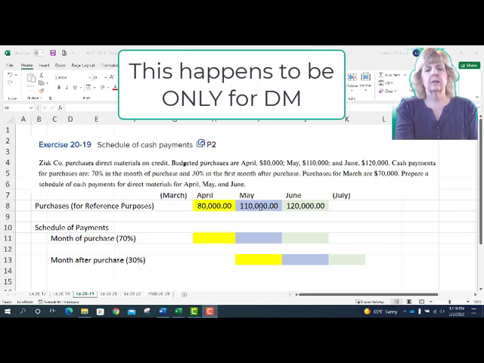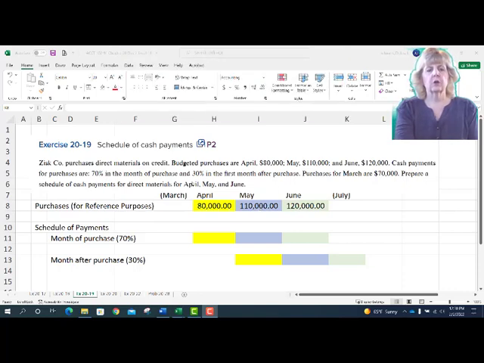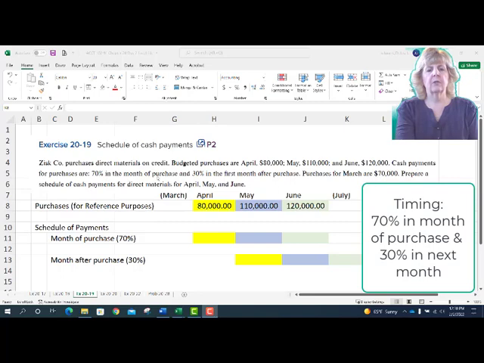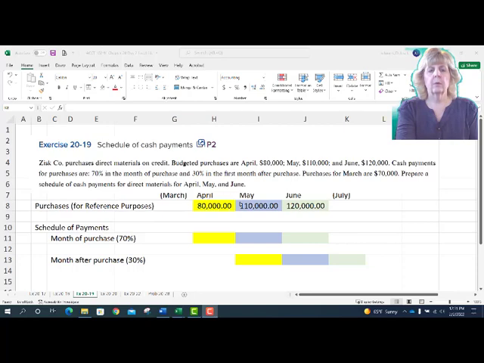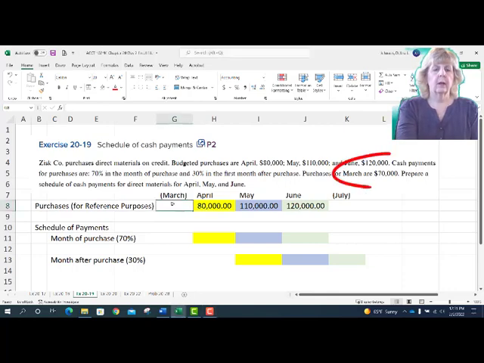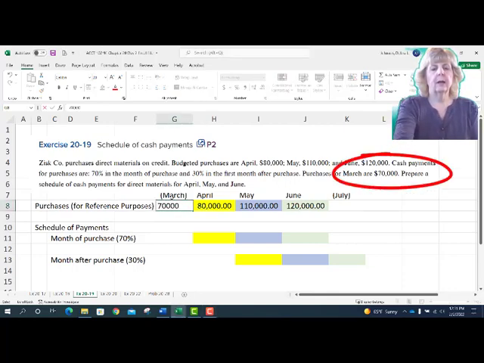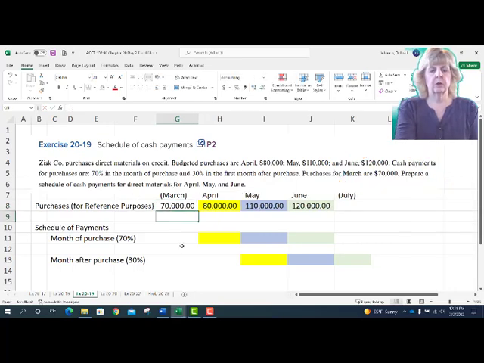And then they're going to tell us the timing of these payments. It says cash payments are 70% in the month of the purchase and 30% in the first month after the purchase. You could write a little flow chart down if you wanted to, but as long as we have this to go back to, some of you may not need that flow chart. And because we're looking at April, May, and June, they also told us what purchases for March were. And you may be asking yourself, why is that relevant to this budget for April, May, and June? What's relevant is the portion that was paid in April.